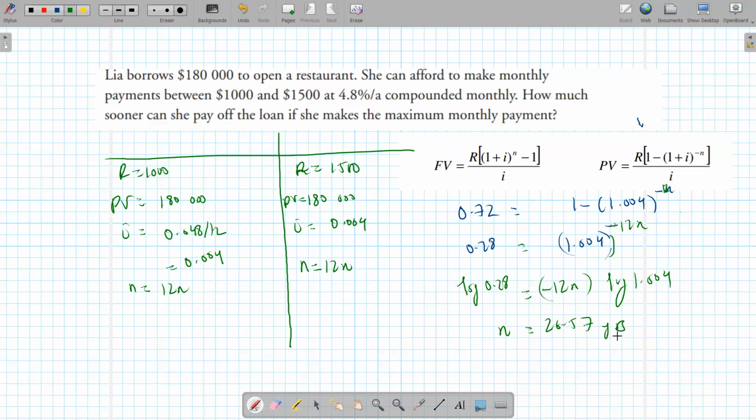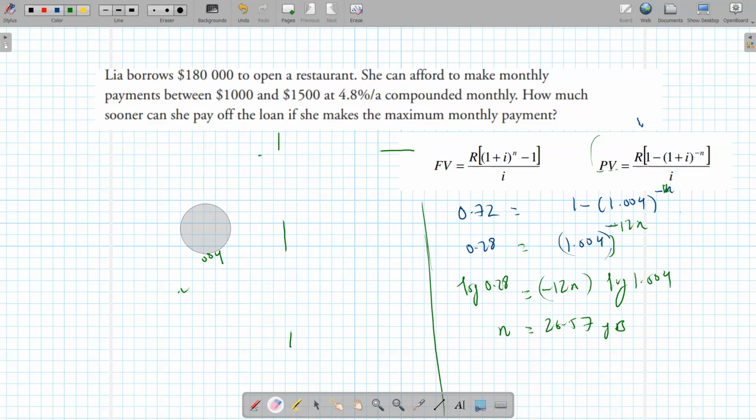Now this is for the minimum payment. For the maximum payment, the only difference is the R is 1,500. Step one, divide 180,000 by 1,500, and then multiply that by 0.004. You get the same thing as before, but instead of 0.72, we get 0.48 equals 1 minus 1.004 to the power of negative 12n. Do you remember what we did last time? What was the next step here?